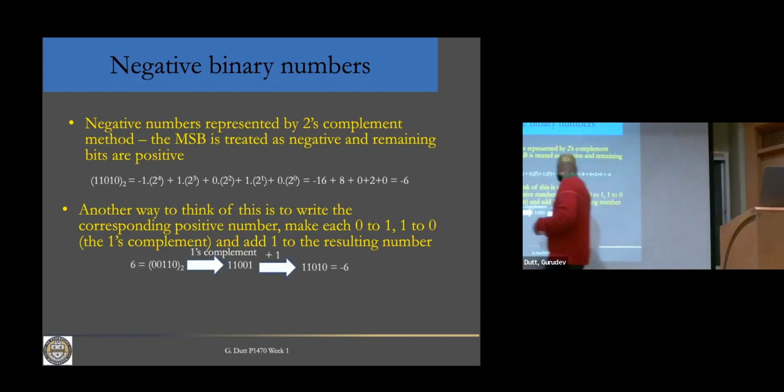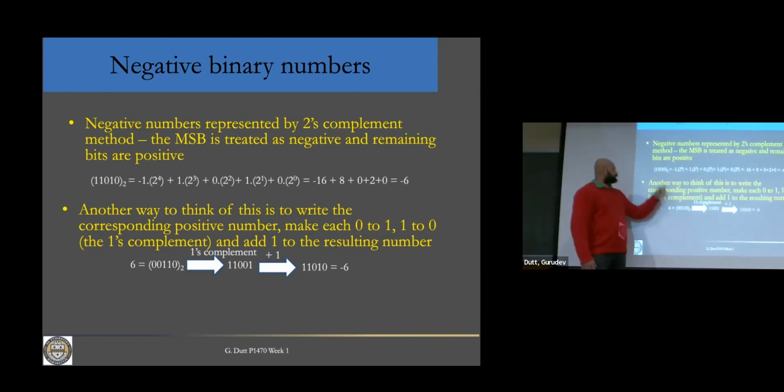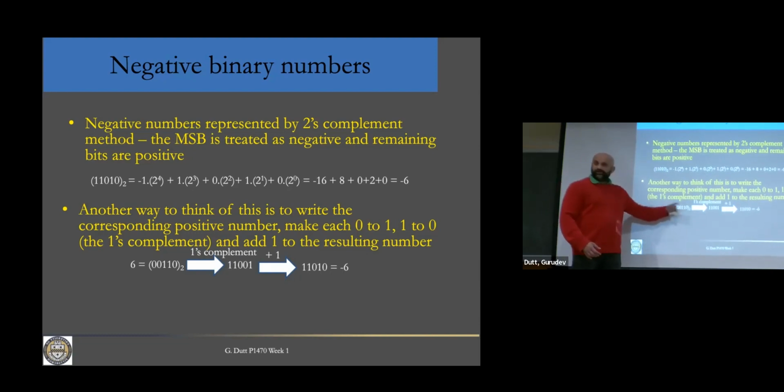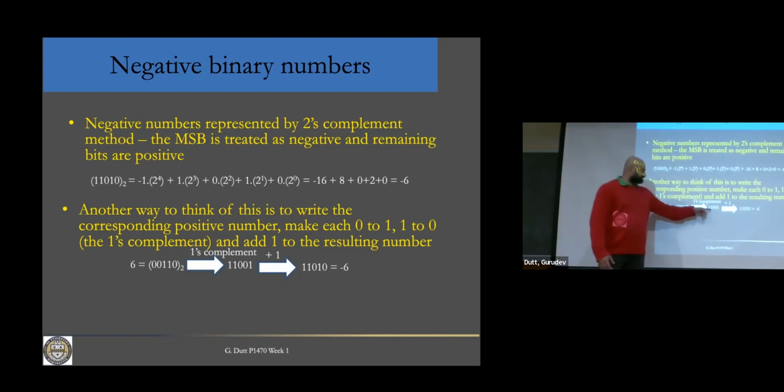So I first write the number 6 in regular binary notation. Note that I've kept this last digit here because I originally started with 5 bits, so I want to represent this as a 0 in that 5-bit string. So 0, 0, 1, 1, 0. This is the number 6. I take the 1's complement, flipping each of these bits, giving 1, 1, 0, 0, 1. And now I add 1 to it.